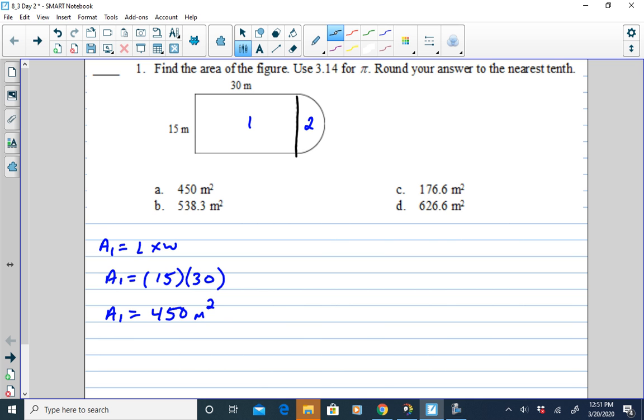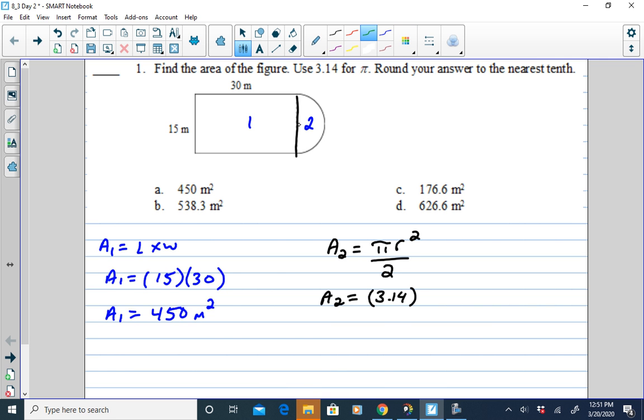We then have to find the area of the semicircle, right? And we're going to call that area 2. Area 2 is going to be equal to pi times the radius squared, which is the formula for the area of an entire circle. But because it's a semicircle, we're going to take half of that area. That's why we're going to divide that by 2. So area 2 is going to be pi times r squared, but then we need half of that area. All right? So area 2 is going to be equal to, well, we're told to use 3.14 for pi, so I'm going to replace pi with 3.14, and we need the radius of this circle.